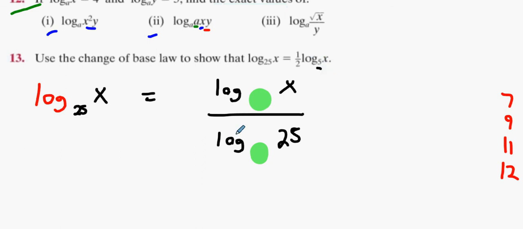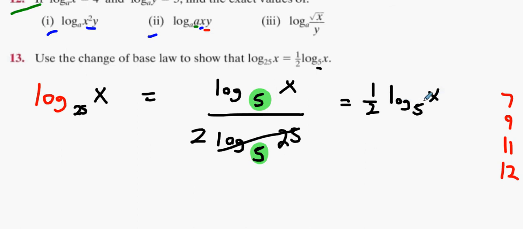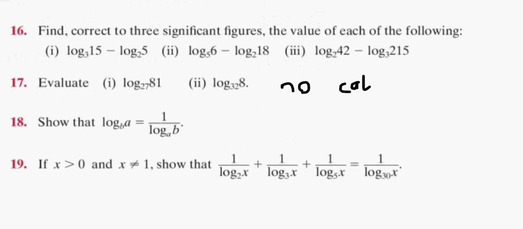It's a good choice. Now here's the easy part. What's log 25 base 5? 2. And what's that divided by 2? I have log x base 5. Is that right? Alright. 7, 9, 11, 12, 13. Let's move on. Alrighty.